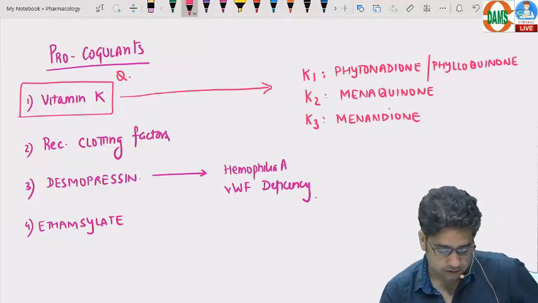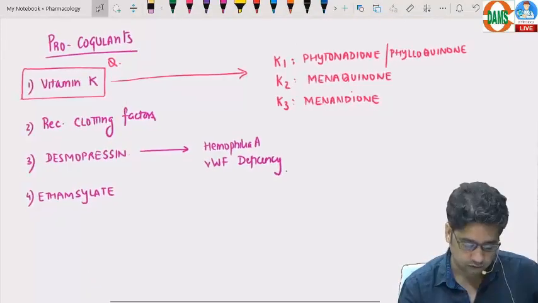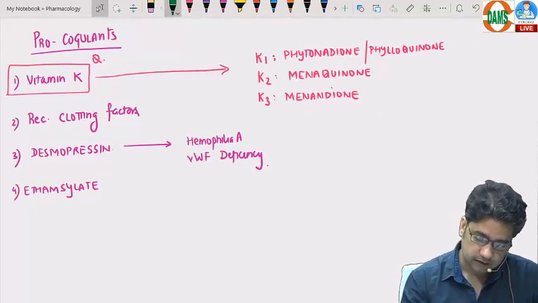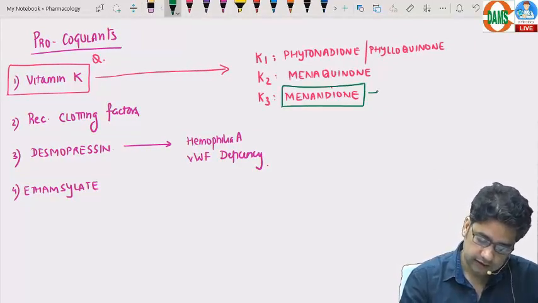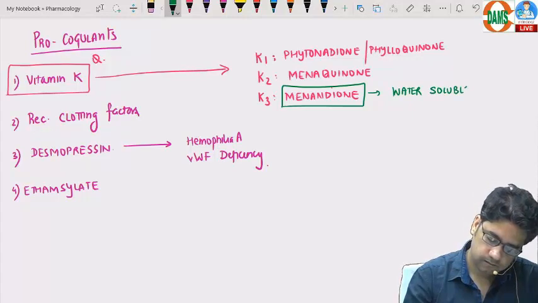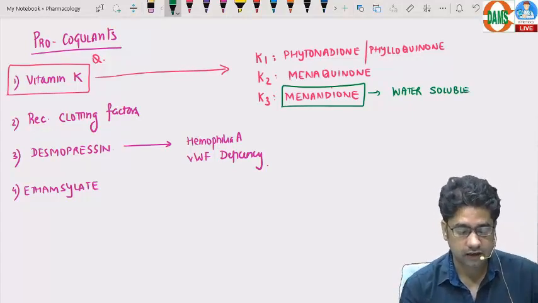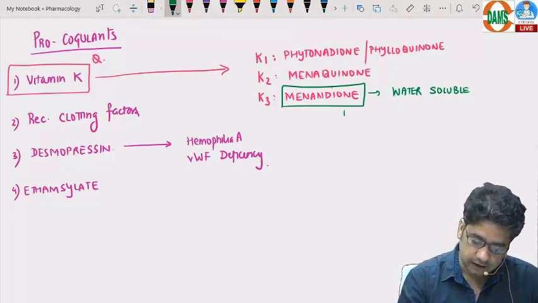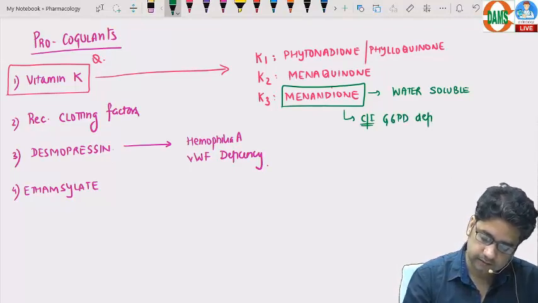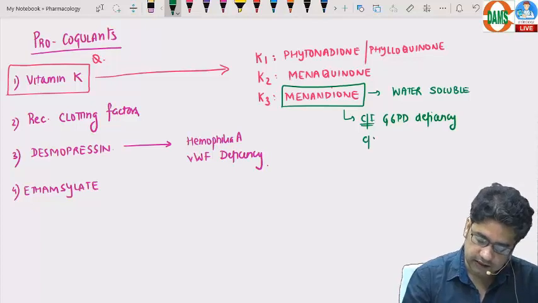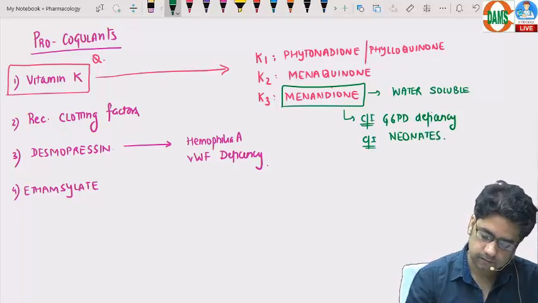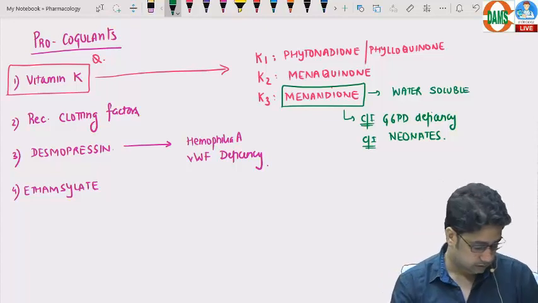Now can you tell me, is vitamin K a fat soluble vitamin or a water soluble vitamin? We know that vitamins K, A, D, E are fat soluble, but you will write that this menadione is a water soluble form of vitamin K, and this menadione is contraindicated in G6PD deficiency, and G6PD deficiency is very commonly seen in neonates.